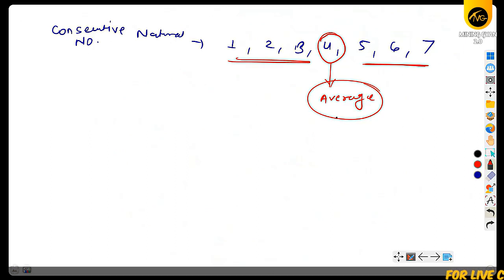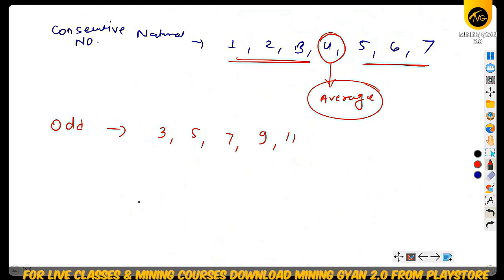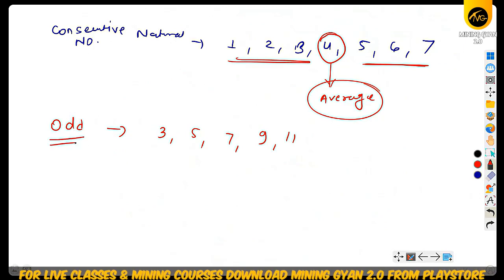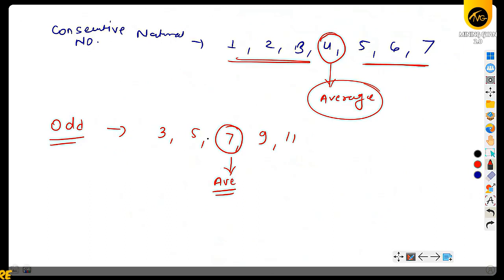Is it clear? For example, we have the odd numbers like 3, 5, 7, 9 and 11. Now in this case, again we have to find out the average of this series of odd numbers. These all are odd numbers. Now again we have to find out the mid number, that is 7. Now in this case we have the average of this odd number series, and that is 7. So 7 is the average of all these numbers.